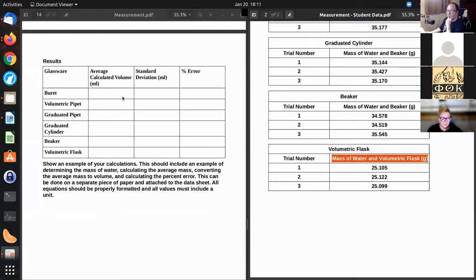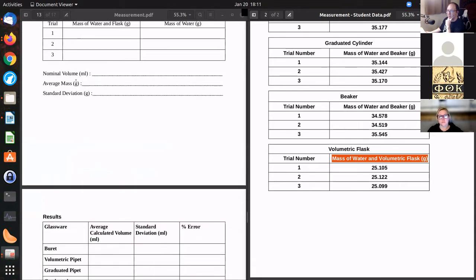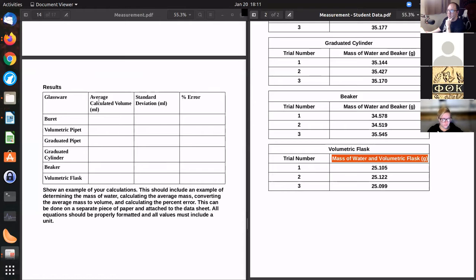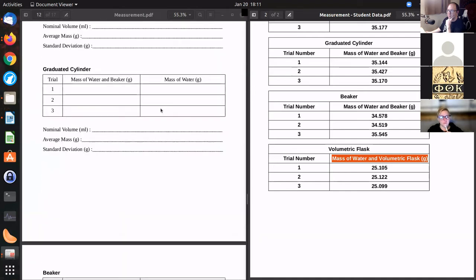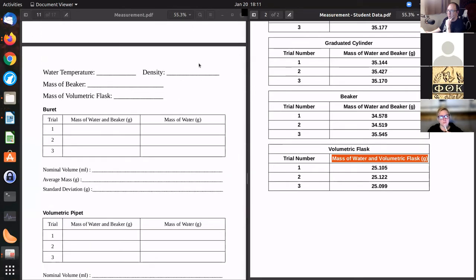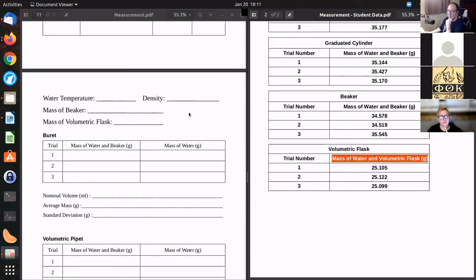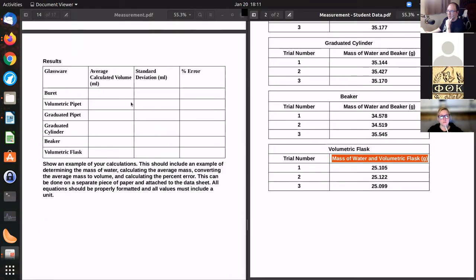Now you come down here, and it's a little weird to some people because it's kind of asking you for the same thing, right? It's asking you for the average and the standard deviation. You're like, hey, dude, I already gave that to you up here, okay? But these are going to be the average calculated volume and the standard deviation volume, okay? So these have different units. These are in milliliters. So what you're going to do to get these is you're going to take each one of these average masses and each one of the standard deviations. You're going to divide it by the density that we had up here. Okay, so you're taking grams, you're dividing it by grams per milliliter, and then that's going to give you these volume measurements that we can put in here.